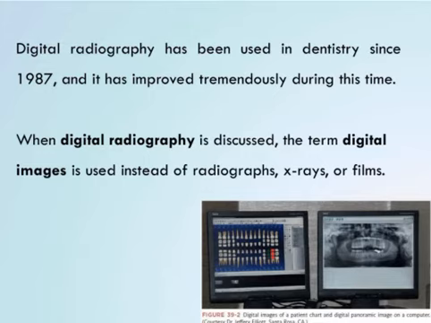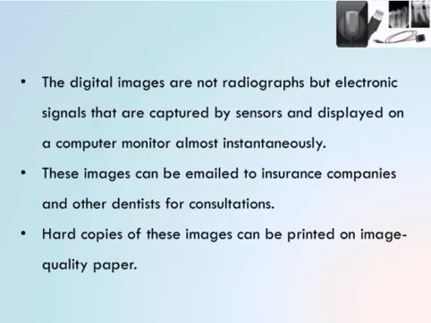So, radiographic or digital images use sensors, and radiographs use films. A small difference, but to be precise, you can use these two terms separately for the images they give. Now, the digital images are not precisely radiographs, but electronic signals that are captured by the sensors and displayed on a computer monitor almost instantaneously.